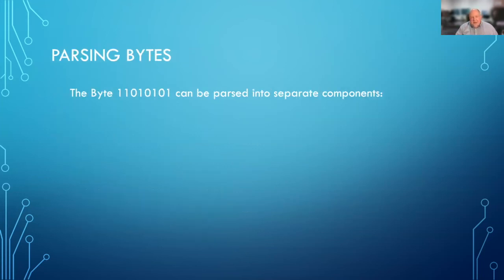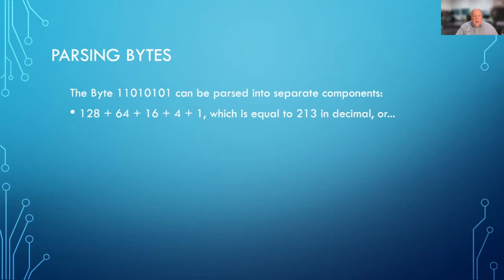Now, we could take a byte like this one, 1101, 0101, and we can parse that into separate components. So what do we have? We have a 1 in the 128th place, a 1 in the 64th place, a 1 in the 16th place, a 1 in the 4th place, and a 1 in the 1's place. So we just add those values: 128 plus 64 plus 16 plus 4 plus 1, and we get 213 in decimal.